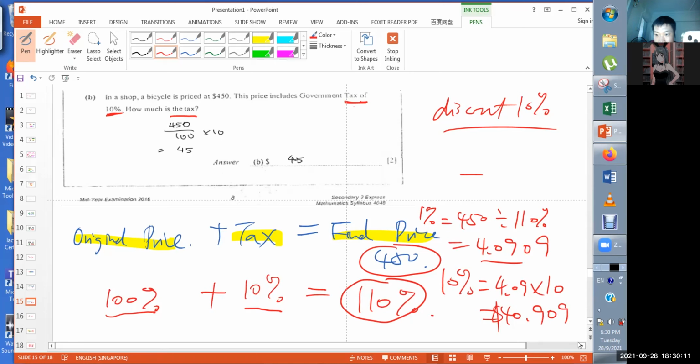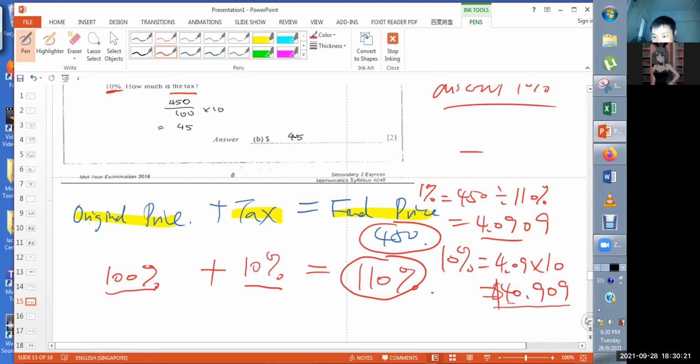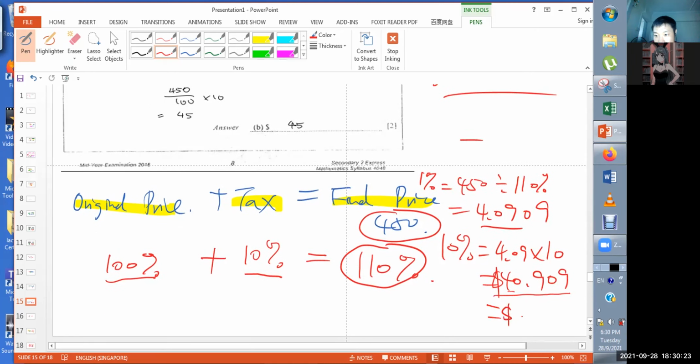Okay. So once you times 10, you realize that you will get 40.909. And then you round to 2 decimal places. Do you know why you round to 2 decimal places for dollars? Because there's only 2 decimal places for money. Yes, you go to cents, right? So that's why the answer should be 40.91. Give yourself some more decimal places. So that's the tip. Make sense?